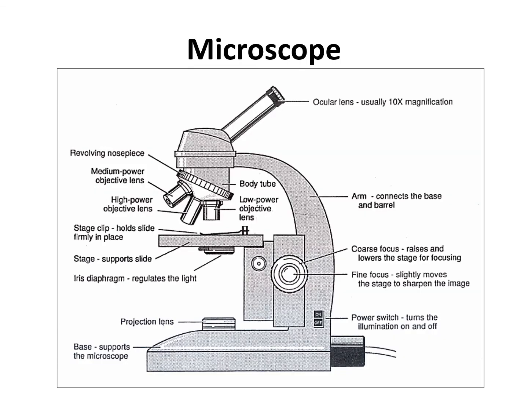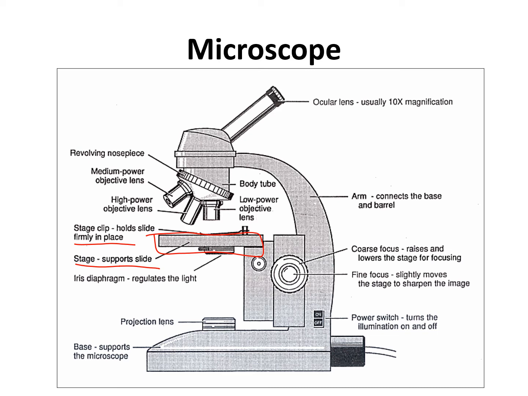In lab, you will be using a microscope to look at samples of different cells, and it's important that you know the basic parts of the microscope. So the first part of the microscope is the stage. This is the stage, and that's where you put the slide. You put the slide in the stage clip on top of the stage, and that will hold it in place.